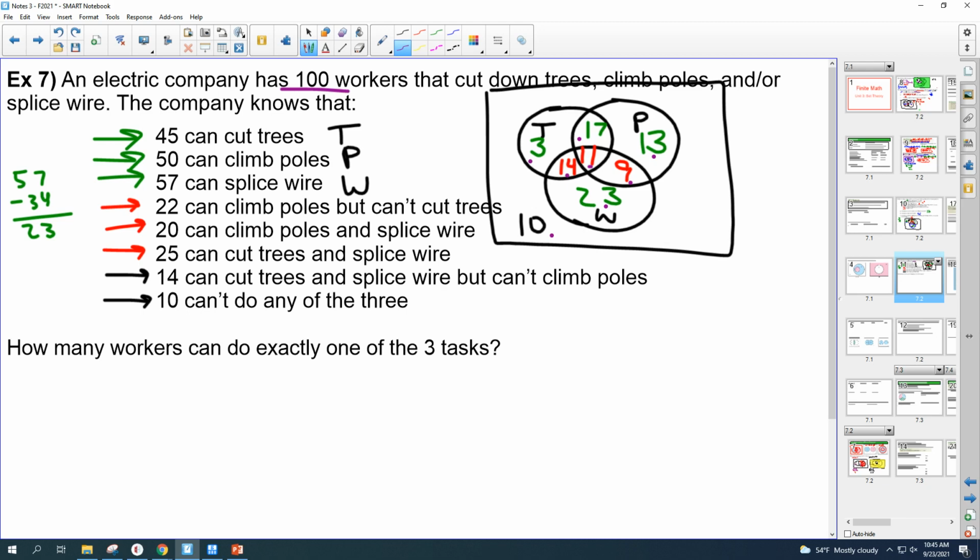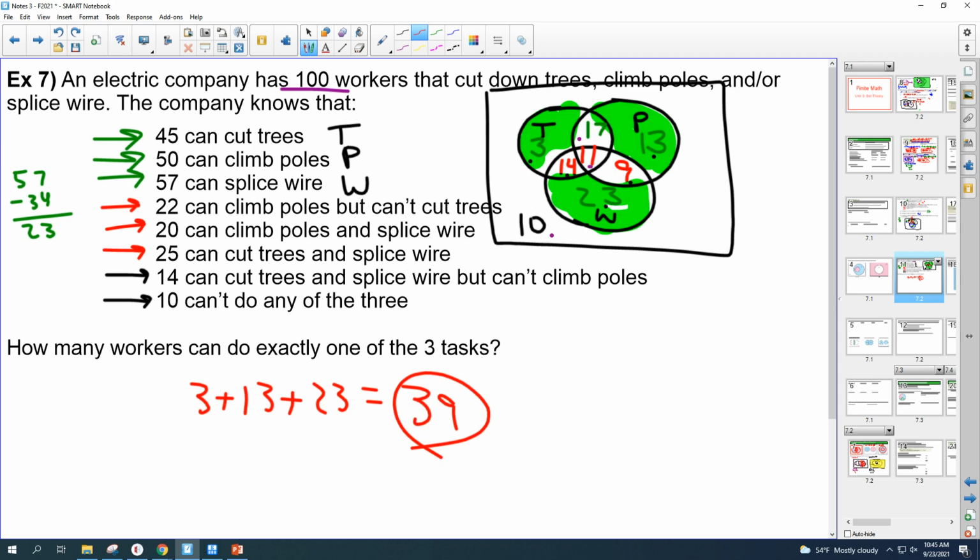How many workers can do exactly one of the 3 tasks? Well, exactly one of the 3 tasks means this region, or this region, or this region. 3 plus 13 plus 23 is 39. Question?